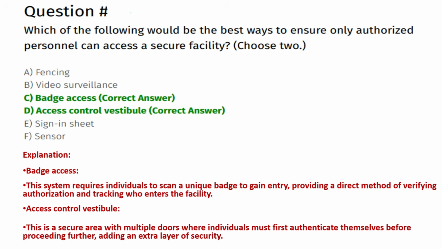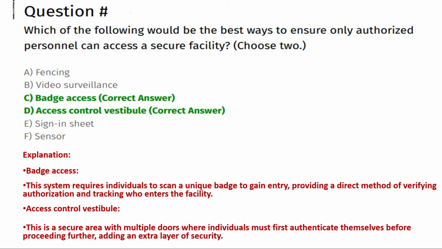So let's go to the questions, and this is the question: which of the following would be the best ways to ensure only authorized personnel can access a secure facility? So choose two options out of these options. Option A, fencing. Option B, video surveillance. Option C, badge access. Option D, access control vestibule. Option E, sign-in sheet. Option F, sensor.